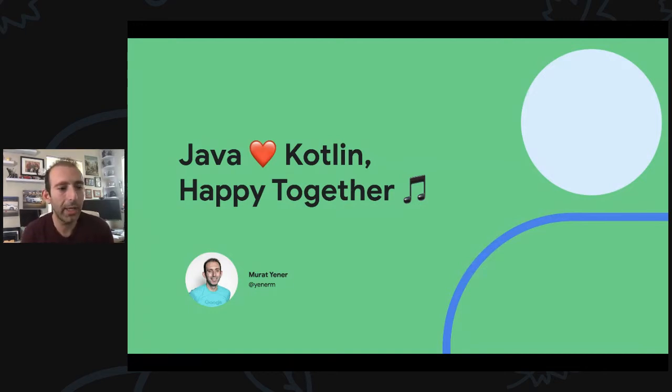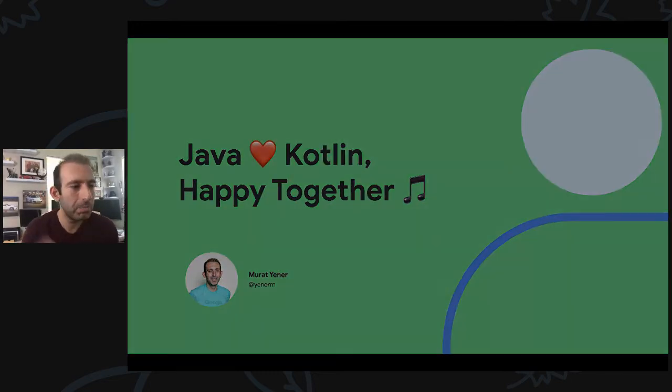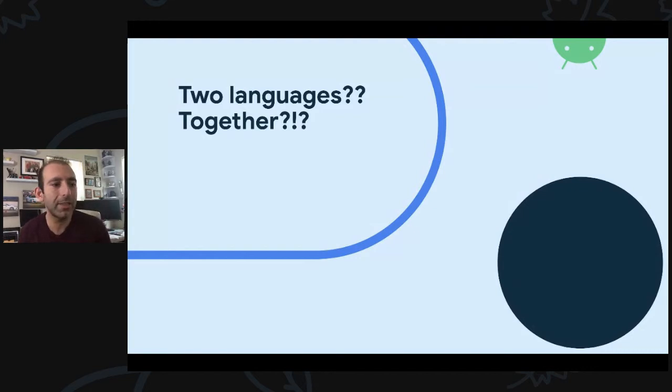My name is Murat. I live in Mountain View, California. I work as an Android developer advocate at Google. And today I have an interesting topic. I'll be talking about Java and Kotlin and how they get along with each other. Enough chit chat, let's dive in.